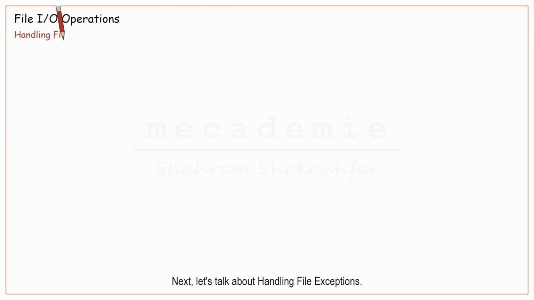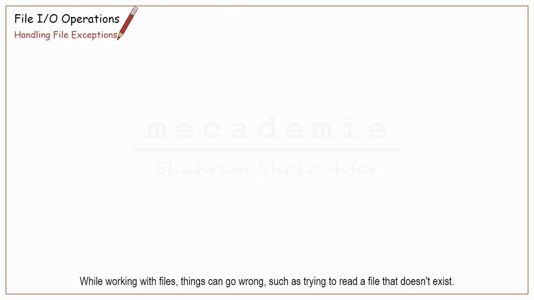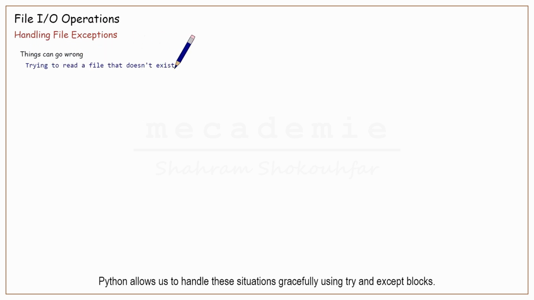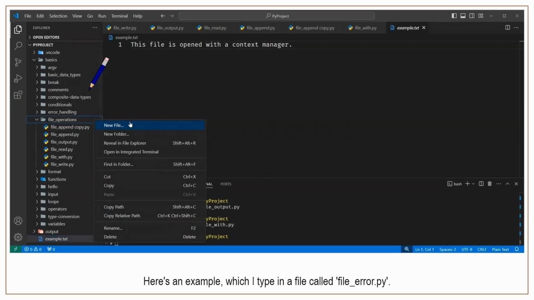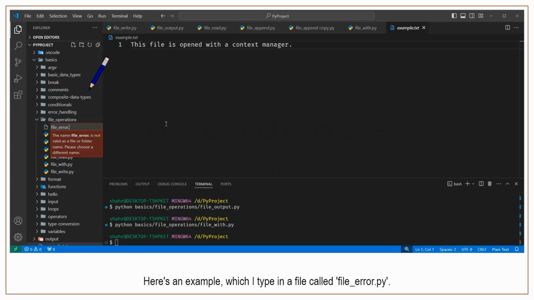Next, let's talk about handling file exceptions. While working with files, things can go wrong, such as trying to read a file that doesn't exist. Python allows us to handle these situations gracefully using try and except blocks. Here's an example, which I type in a file called fileerror.py.